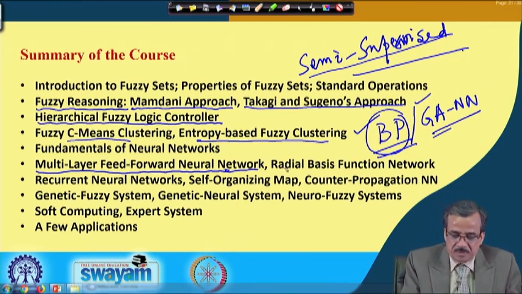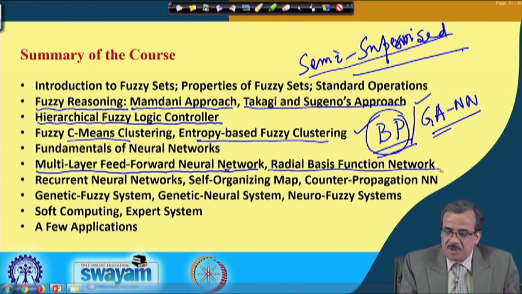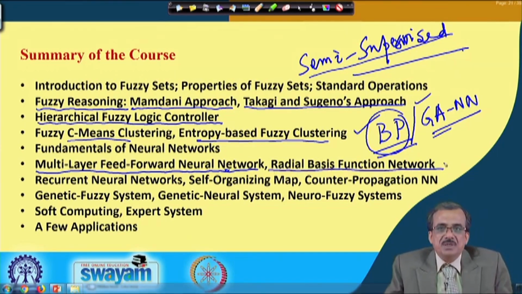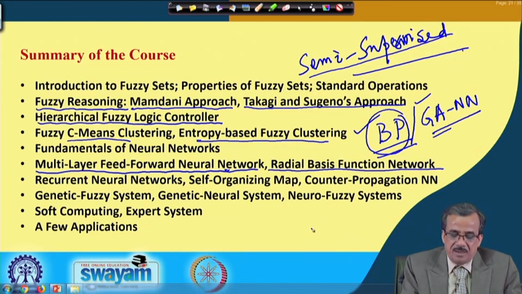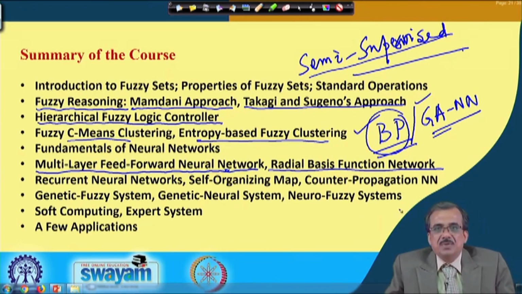Then we started with the working principle of a radial basis function network. The purpose of using the radial basis function network is once again to establish the input output relationship, and here we use a special type of transfer function, which is nothing but the radial basis transfer function. By radial basis transfer function we mean that transfer function where the value of y either increases or decreases monotonically with the value of x.